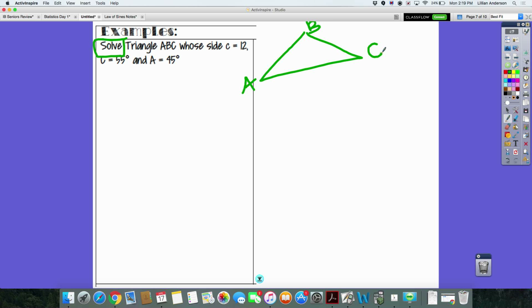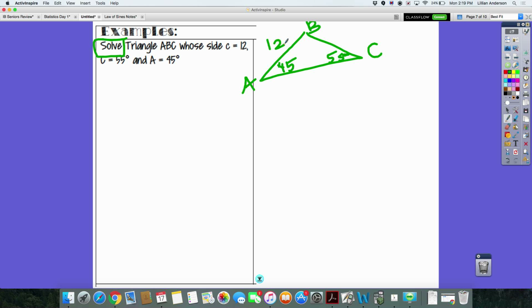I know angle A is 45 degrees. I know angle C is 55 degrees. And I know that side C is 12. Side C is the side across from angle C. Does everybody see how that setup is? Any questions up to here?